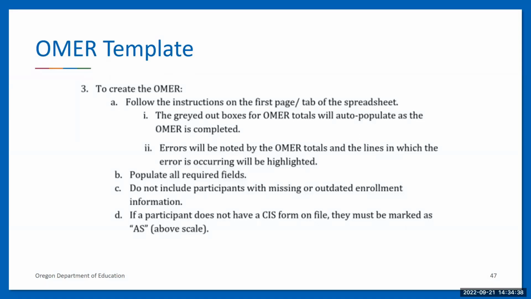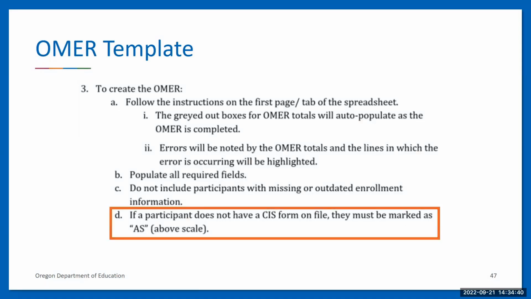Now let's put a box around Part D here. If a participant does not have a CIS form or alternate eligibility, they must be marked as above scale on the OMER. If your organization uses alternate documentation as well to determine eligibility, you may edit this line to include what other types of eligibility documentation your organization utilizes.